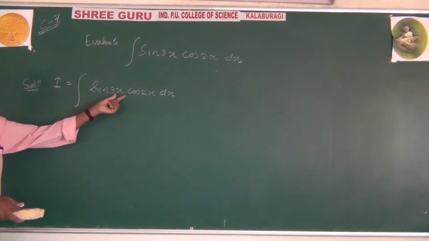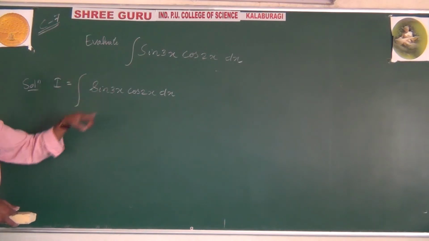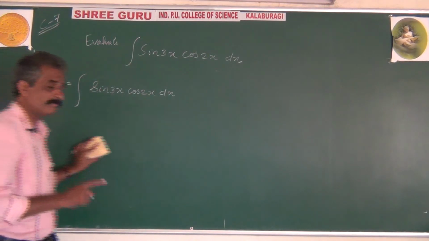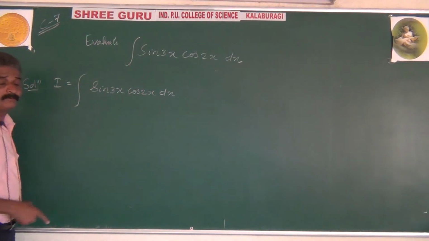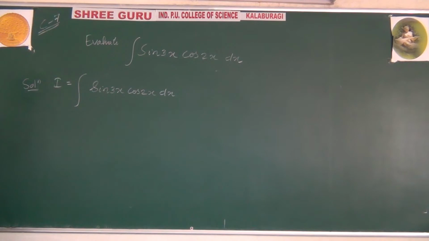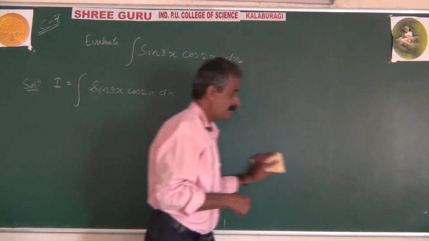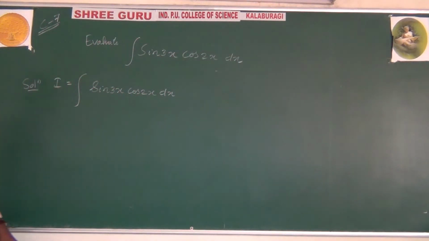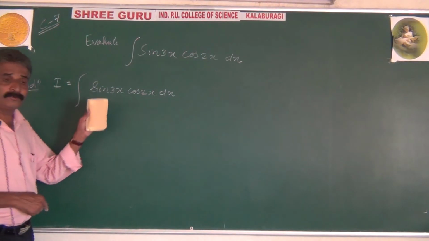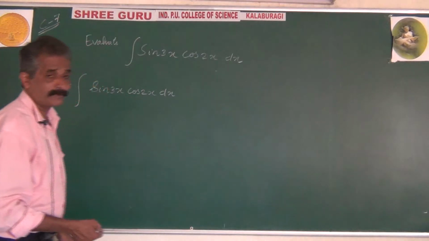If there were plus, we can break the integration. If there is minus, we can break the integration. But right now we cannot break it because there is a product of two trigonometrical functions. So we apply the transformation formula, that which converts a product of two trigonometrical functions into a sum or difference.